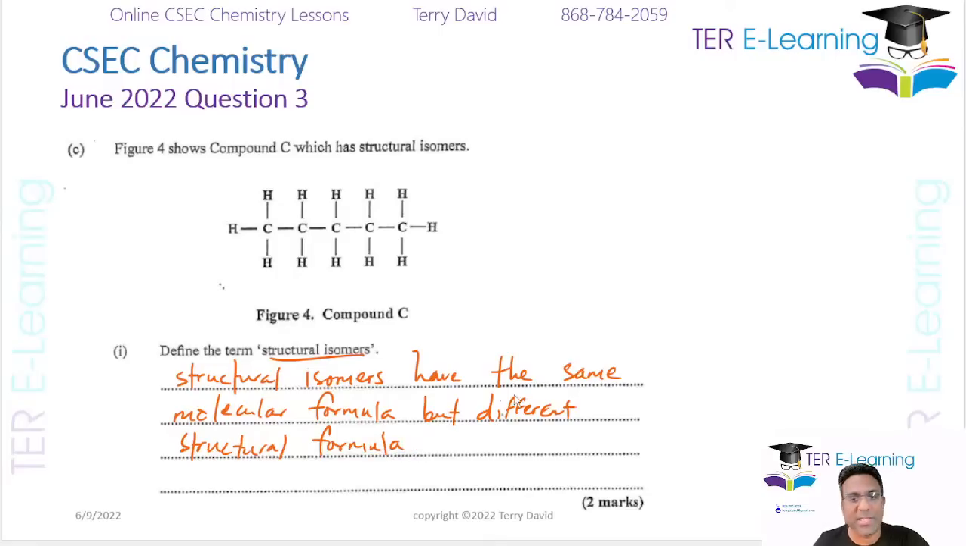Right, that's it. 2 marks just for saying that, right? That's the same thing they've been asking for the past few years. What is structural isomerism, right?